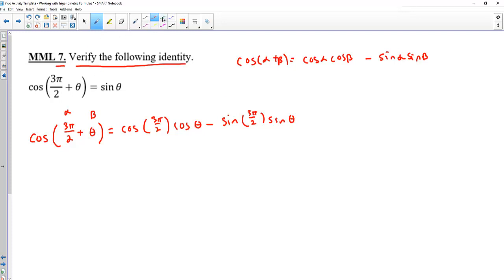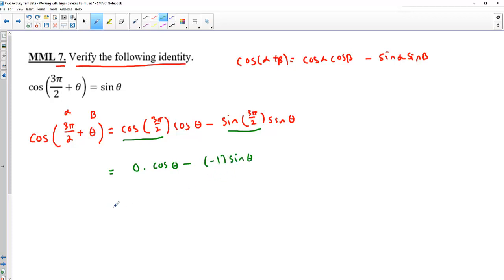And so now we're just going to need to figure out what the cosine of 3 pi over 2 is and what the sine of 3 pi over 2 is. There's several ways to do this. If you just wanted to use the unit circle, you could do that, because it doesn't say we have to use reference angles. So if you look on your unit circle, you'll see the cosine of 3 pi over 2 is a 0. So that's a 0 times cosine of theta. And then minus, you'll see the sine of 3 pi over 2 is a negative 1 times sine of theta.